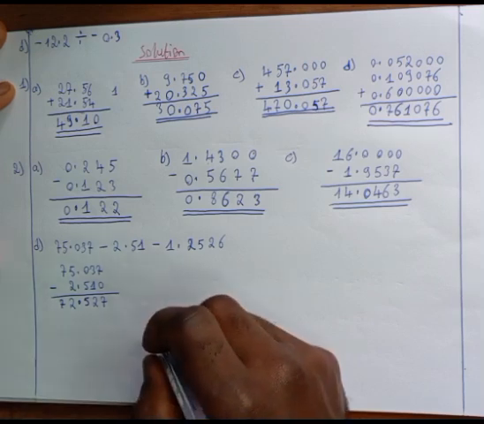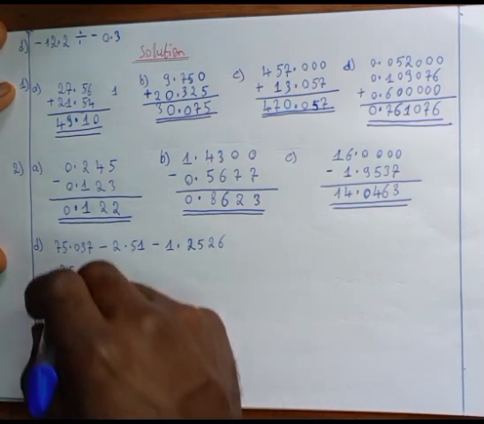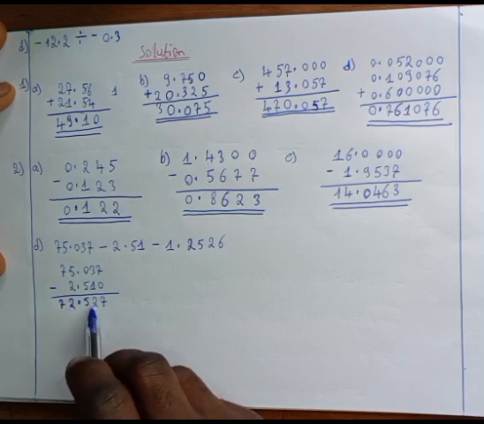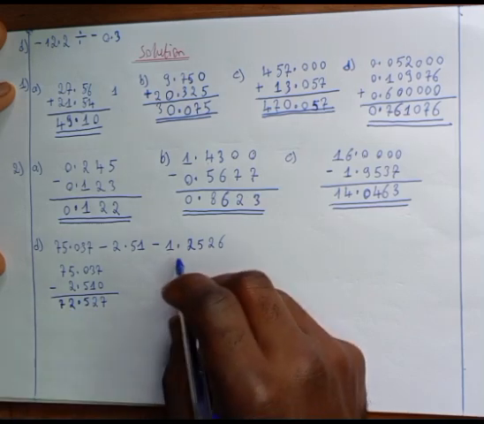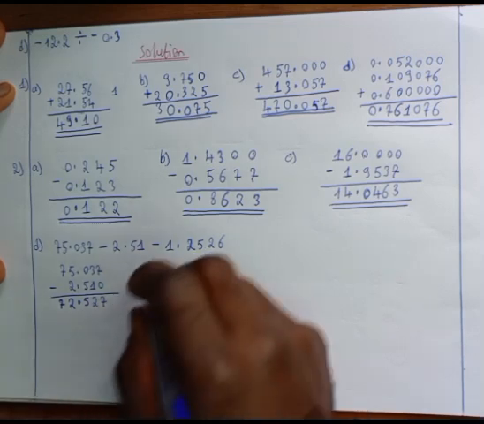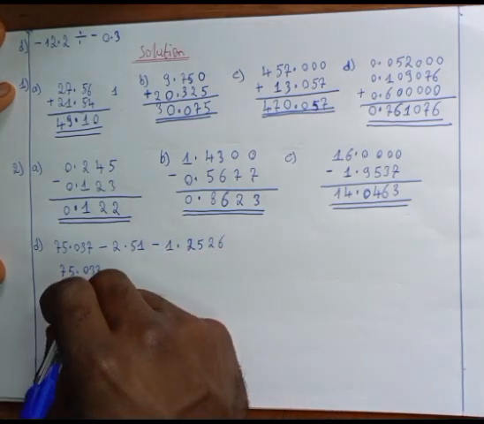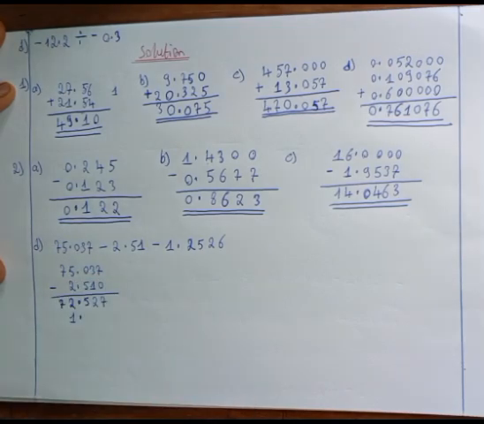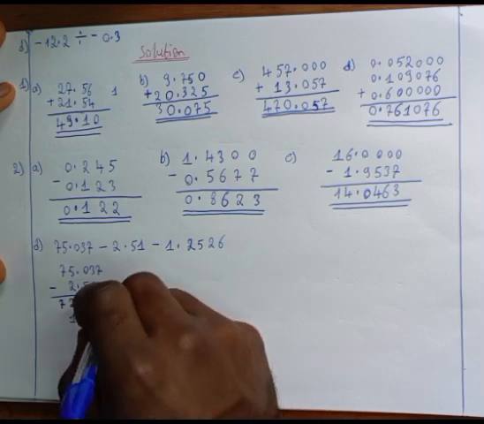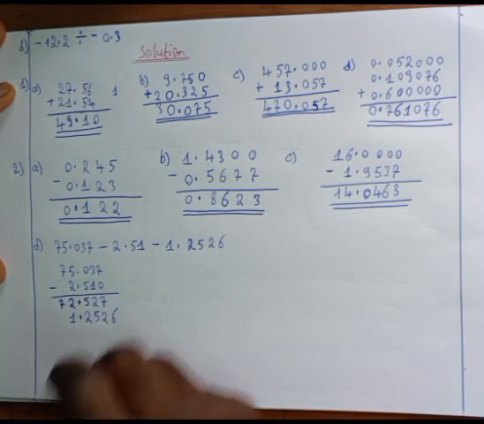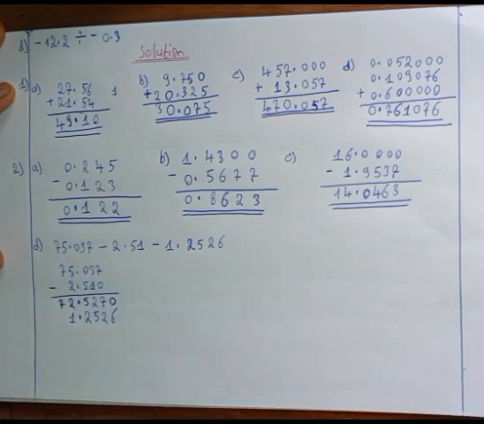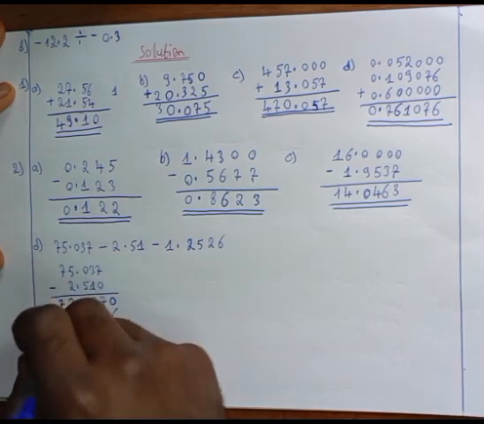Now for us to get the final answer, we are going to take 72.527 minus 1.2526. We know 1 has a place value of units, so we are going to place 1 under 2. We put the decimal point. 2, 5, 2, 6. Directly above 6, we are going to attach a 0. Then we put the subtraction sign.